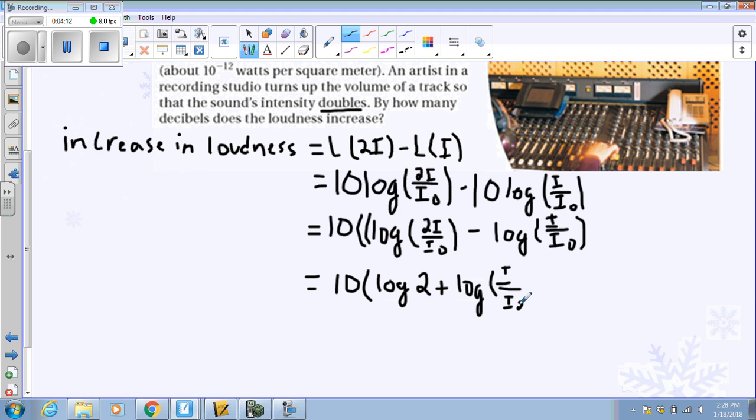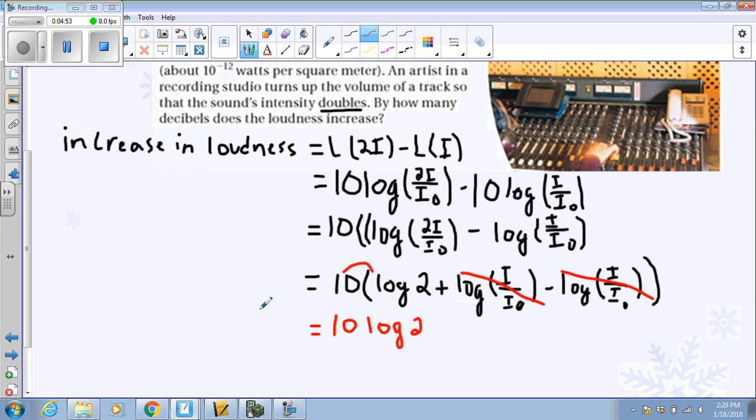This is an I right here. And then once again we have our minus. That did not go away. Log of I divided by I naught. And then here we do need to close another parentheses. Now if you notice, log of I divided by I naught minus log of I divided by I naught, those are what we would call like terms. So we can subtract them and they cancel out. So now we distribute this 10, and what we're left with is 10 times log of 2.